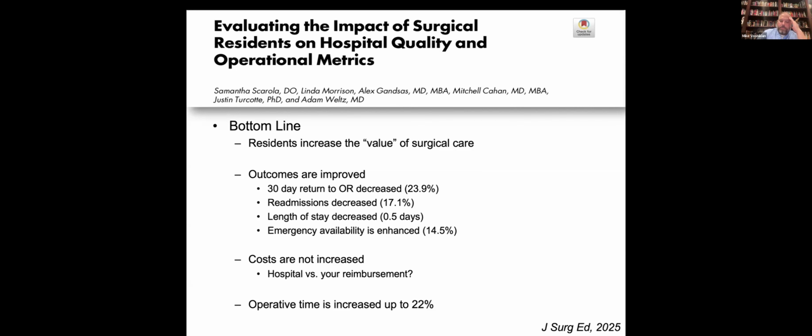But in this one study that they published last year in the Journal of Surgical Education, they looked at residents increasing the value of surgical care, right? But again, this comes down to why value. Well, how do you define value? Which is why I have it in quotes there, right? So when they looked at the outcomes that they measured, they improved. Their return to OR at 30 days was decreased by about 24%, readmissions down 17, length of stay down about a half a day, and emergency availability of a provider in-house 14.5%. Okay. And the costs are not increased.